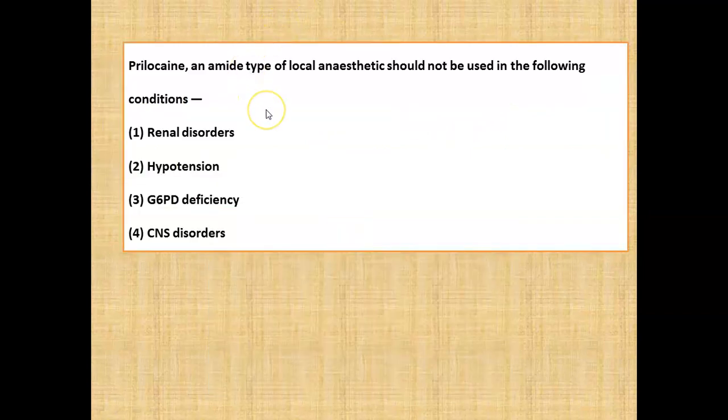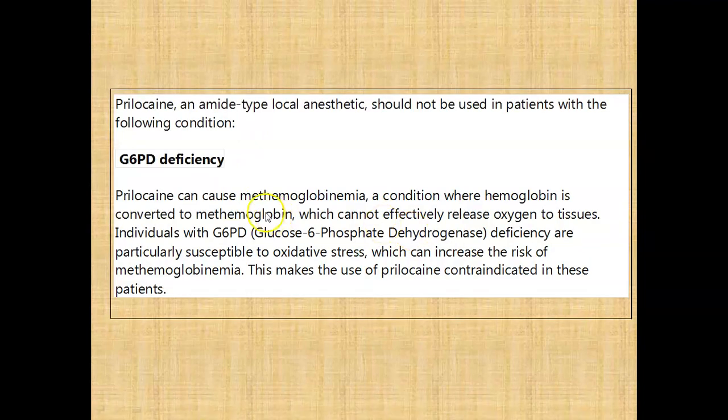Now, prilocaine, an amide type of local anesthetic, should not be used in the following condition: you should not use it with G6PD deficiency. Why? Because prilocaine can cause methemoglobinemia. It is a condition where hemoglobin is converted to methemoglobin, which cannot effectively release oxygen to tissue, and individuals with this deficiency are particularly susceptible to oxidative stress, which can increase the risk of methemoglobinemia. That's why it is contraindicated in such patients.